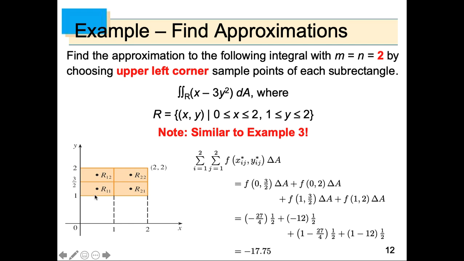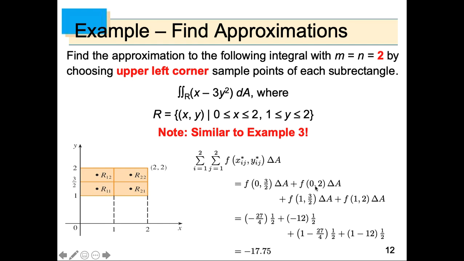You'll notice that the upper left corner of this rectangle is the point (0, 3/2), which is why I have the point (0, 3/2) here. And then what's this 1/2 all about? Well, the 1/2 is the area of each rectangle. The area of this rectangle is base times height. The base is 1, the height is 1/2. So 1 times 1/2 is just 1/2.